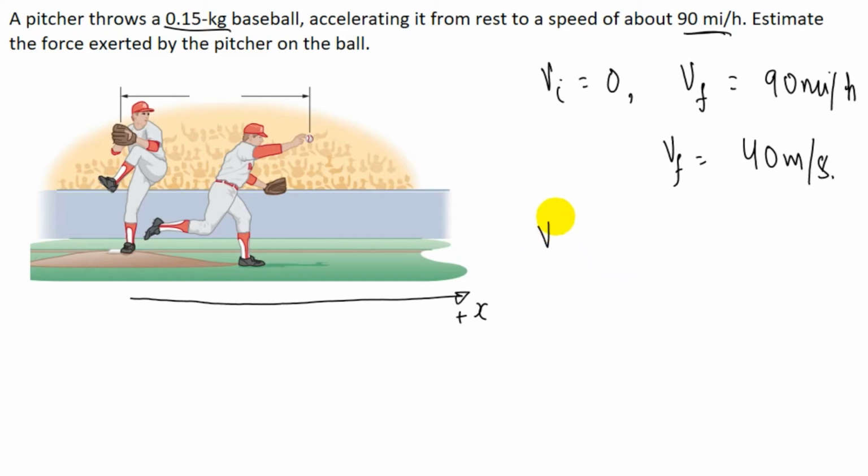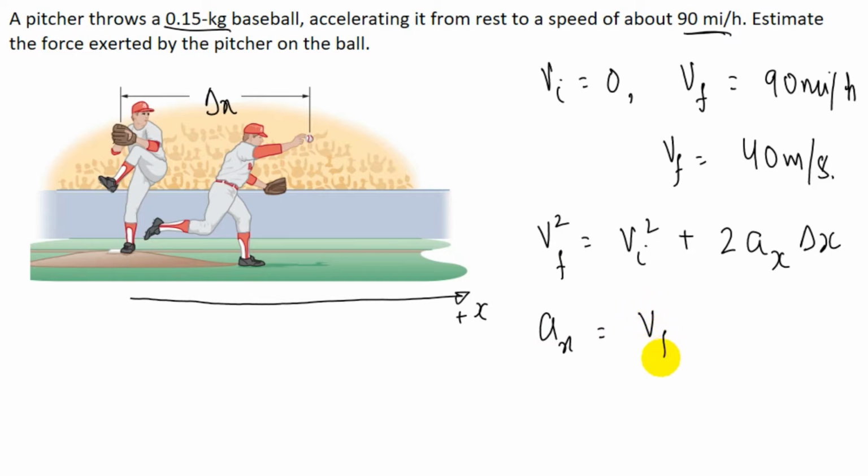So we have the final velocity squared equals the initial velocity squared plus 2 times acceleration in the x direction times delta x, where delta x is the displacement. This is delta x, and from here the expression for acceleration will be equal to Vf squared minus Vi squared divided by 2 times delta x. Now we have the values of the initial and the final speed, but we don't have this delta x.